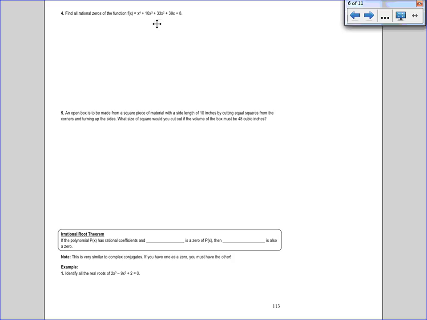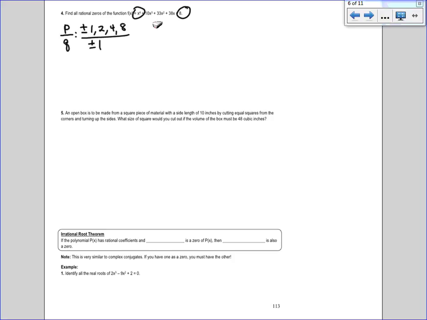Okay, continuing on with section 7.6, the rational root theorem. Number 4 says find all rational zeros of the function x to the fourth plus 10x cubed plus 33x squared plus 38x plus 8. Okay, so when I list my possibilities p over q, I said you could shortcut it. You could say the possibilities for p were factors of 8, so 1, 2, 4, and 8. Possibilities for q are factors of 1, so just 1.